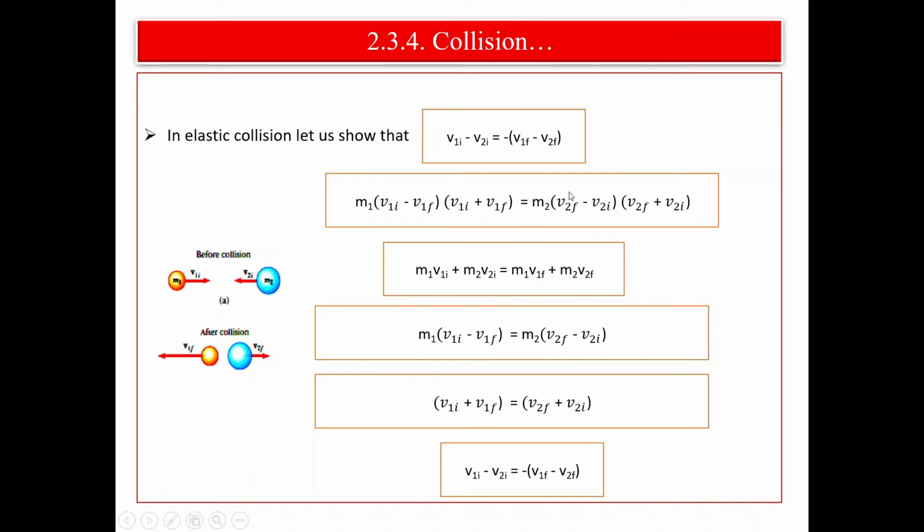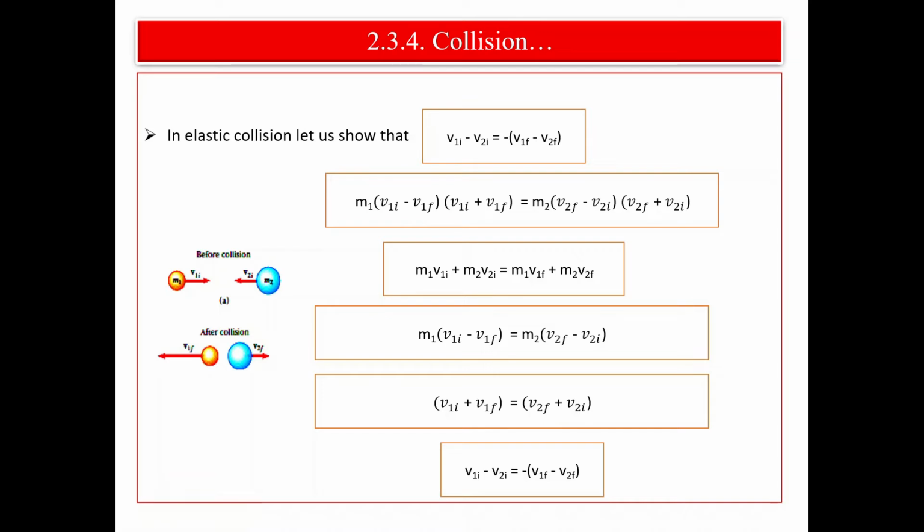Now compare with the first one. We have m1 times v1 initial minus v1 final is equal to m2 times v2 final minus v2 initial. These two values are the same. If these two values are the same, it is possible to conclude that v1 initial plus v1 final is equal to v2 final plus v2 initial.